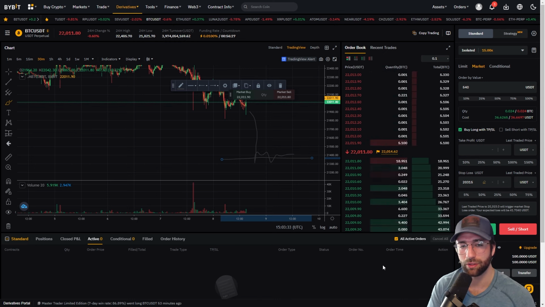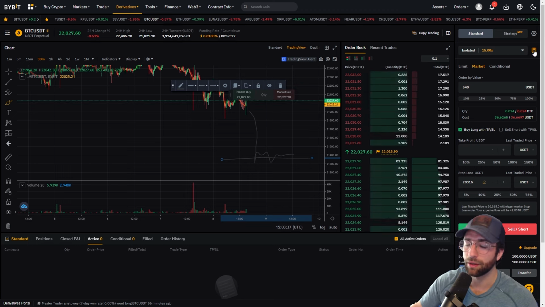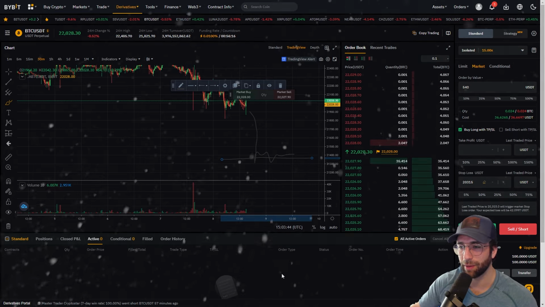Be sure that you're always using a stop loss, the proper amount of leverage calculated by this tool, as well as the position sizing suggested by the risk management calculator.